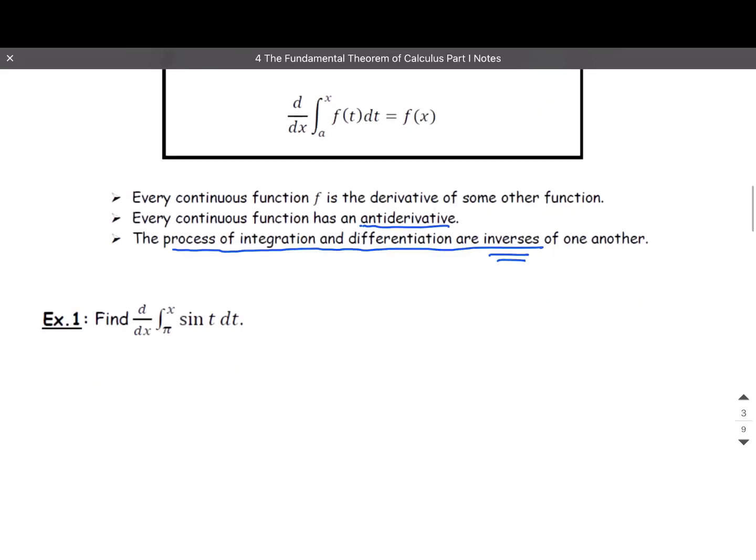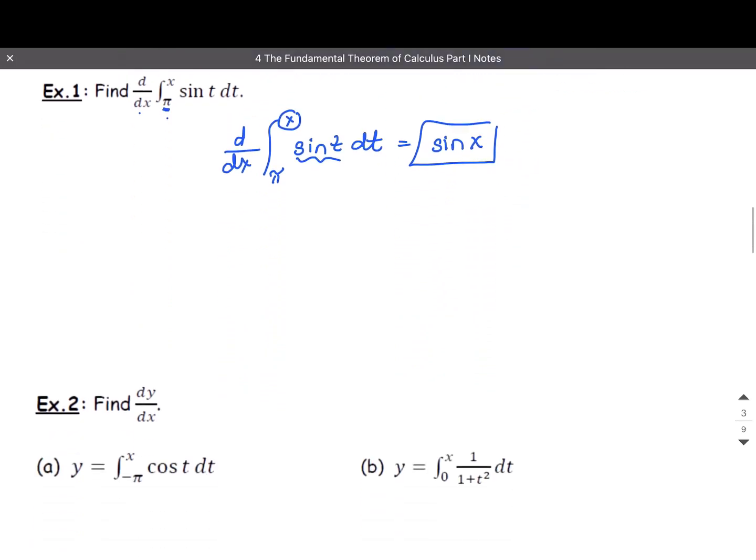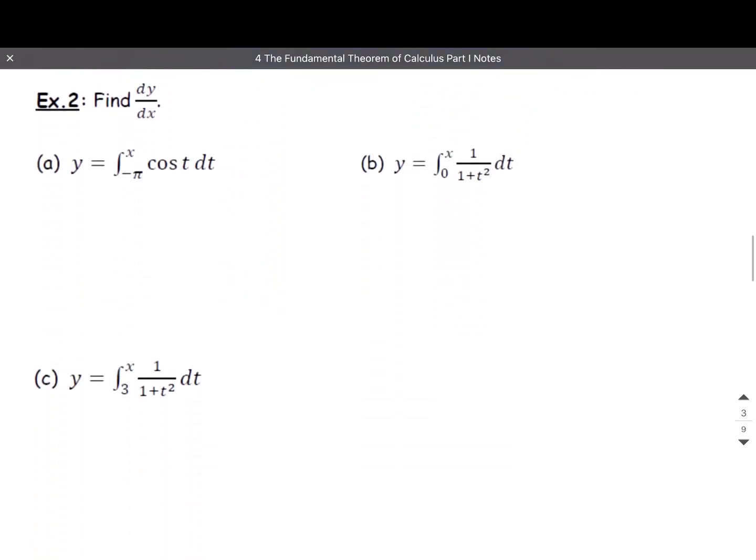So that when we take the derivative of this integral from pi to x of sine t dt, notice that pi is a constant. When we take the derivative with respect to x of the integral from pi to x of sine t dt, all we get is this function evaluated at x. That's it. I know, you're sitting there going, that's way too easy, Mrs. Williams. You're not trusting me. I know, I hear it.